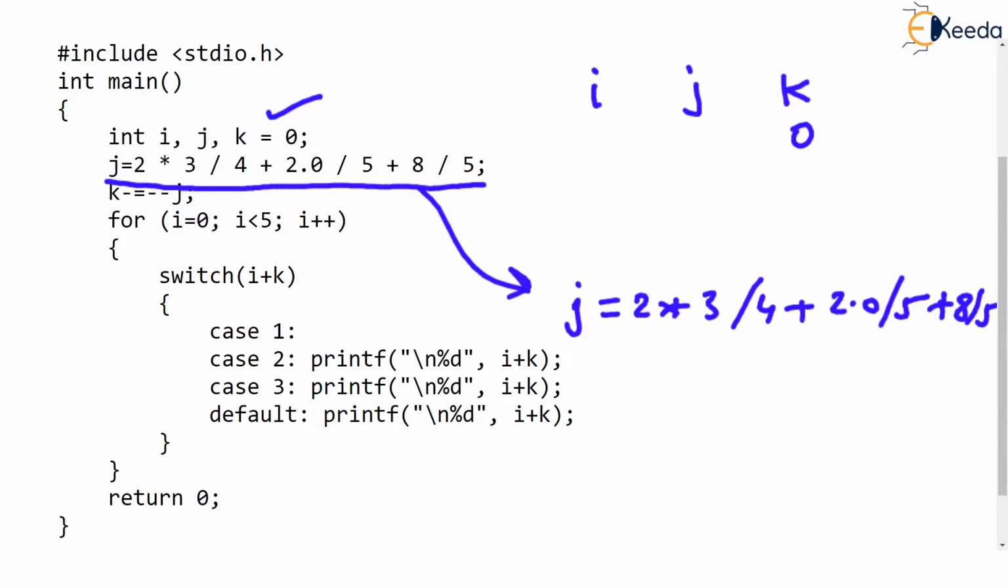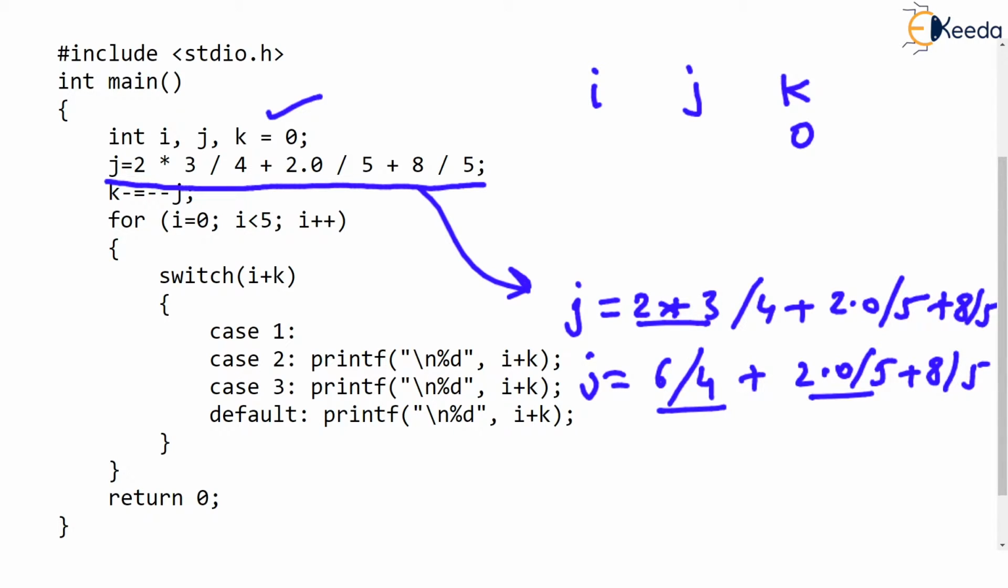Now you know that 2 into 3 will be done first. So it will be 6 / 4 + 2.0 / 5 + 8 / 5. Now the divisions will be done. So let's do this division, 6 / 4. Just check, both are integers. 6 and 4 both are integers, so the answer won't be 1 point something, but it will be simply 1. 1 plus. Now this is 2.0 / 5.